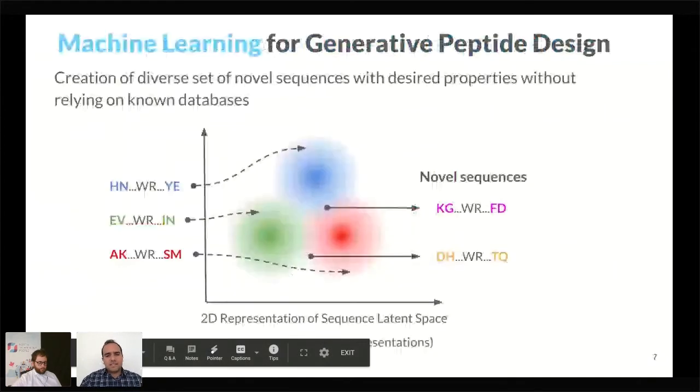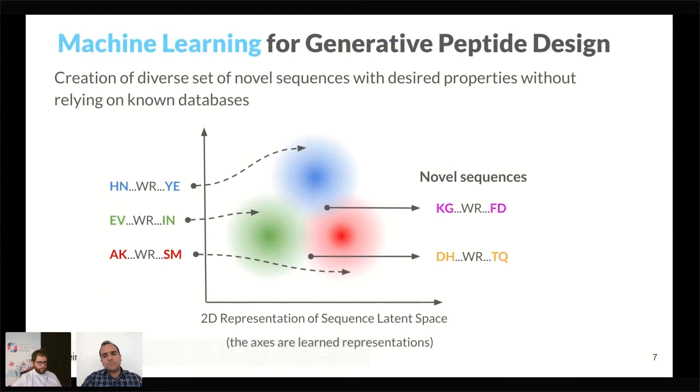At a high level, this is a graphical depiction of the process. Assume there are 3 different clusters of sequences that share common properties: blue, green, and red. An example sequence in the blue cluster is this sequence on the top left-hand, which is HN, WR, and YE, where HN and YE on the 2 ends are the variable sites, and the 2 amino acids in the middle, WR, which stands for tryptophan and arginine, is the constant binding motif.